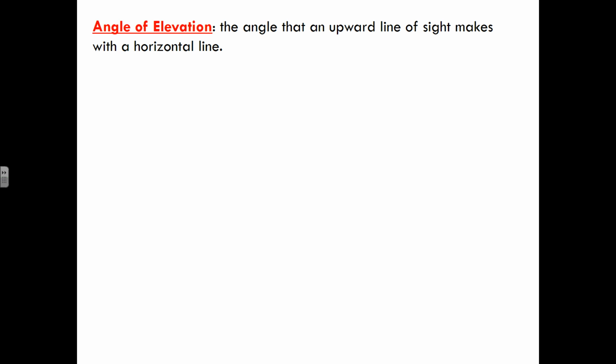Okay, last thing, angle of elevation. The angle, as you're looking up at something, is called the angle of elevation. You have this line of sight where you're looking up at an object, and then you have a horizontal line from the starting point of where you're starting to look up at the object. Those two lines make up your angle of elevation.